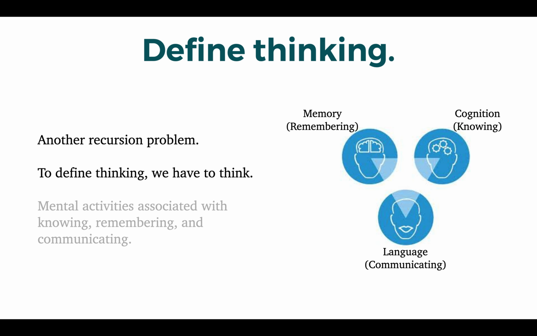Okay, but in general, what we think of as thinking are the mental activities associated with things like remembering, knowing, and communicating. Okay, so remembering, memory, knowing is cognition, and communicating obviously is language. Right? So when we think and we decide, we are usually using a combination of these practices.